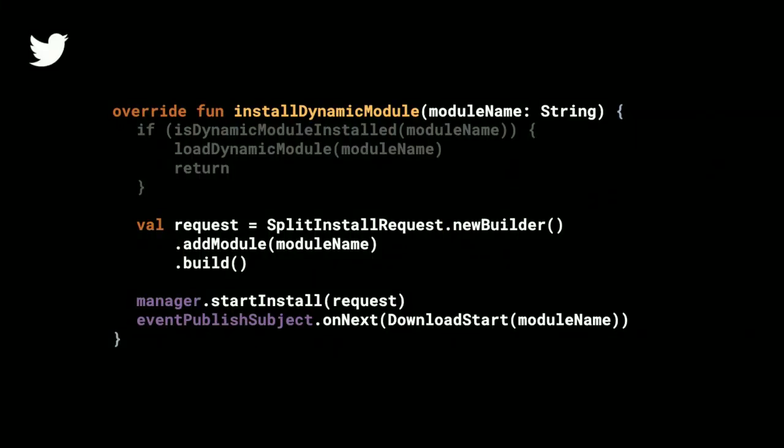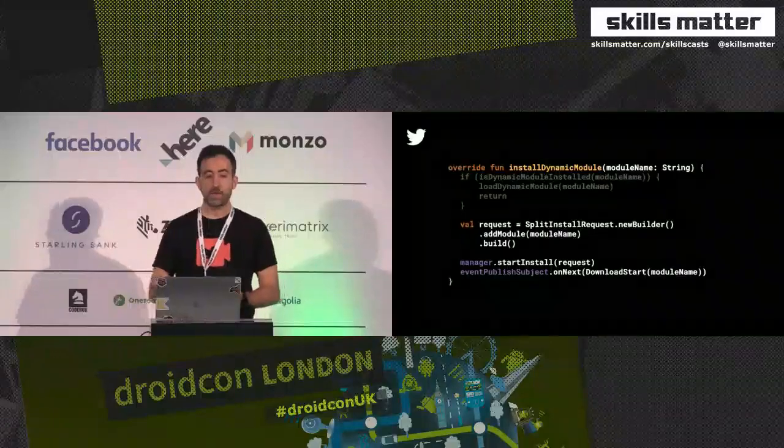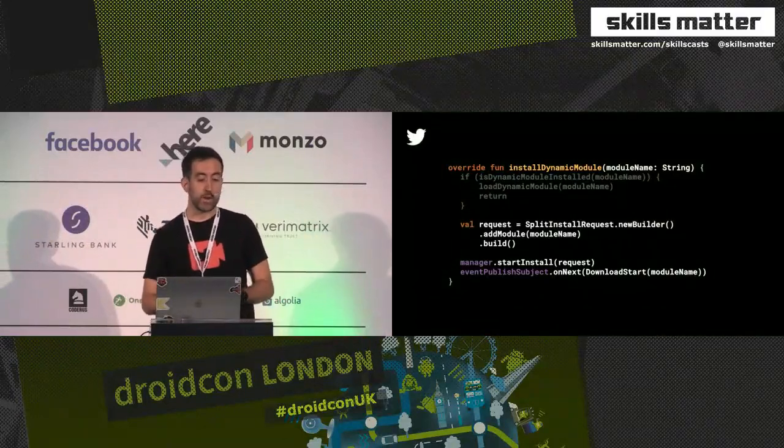Speaking about the install dynamic module, we simply pass the module name. And with the module name, we use the split install request. This is basically a tool provided by the Play Core library, which allows you to have different modules. In this particular case, as you can see, we only have one line with add module, but we will have 1, 2, 3, or more. And this will be ready to have different modules for different screens.